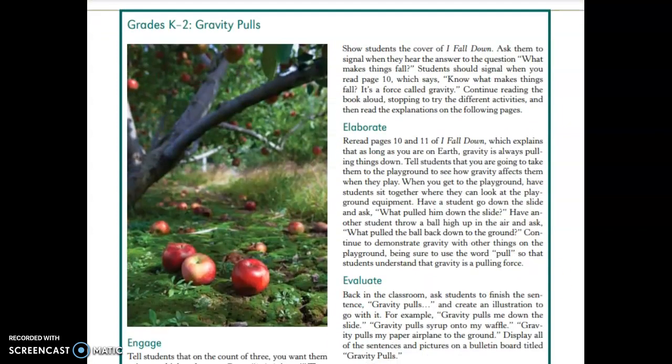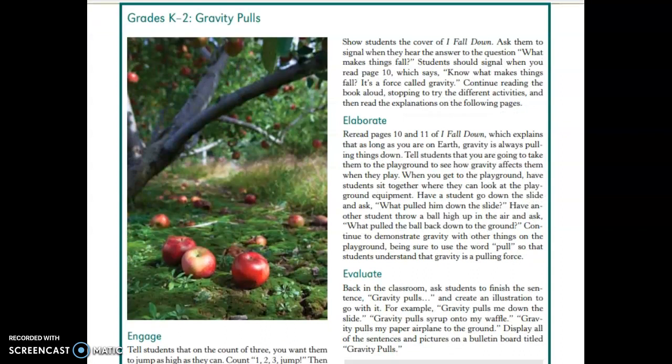And then students are going to be listening to the story during the explanation part. When listening, students will signal to the teacher when they hear the answer to the question, "What makes things fall?" The answer is on page 10, which says, "Know what makes things fall? It's a force called gravity." Then the teacher will continue to read the story and stop and demonstrate more examples of gravity in action. The teacher will reiterate what the story is saying by telling the class that gravity is the force that pulls on all of the objects.